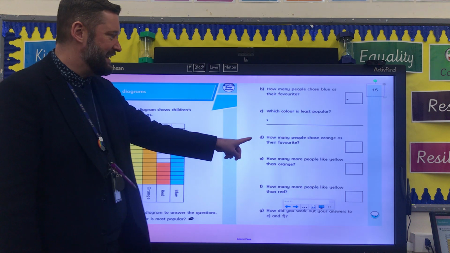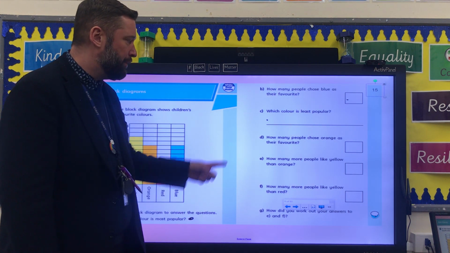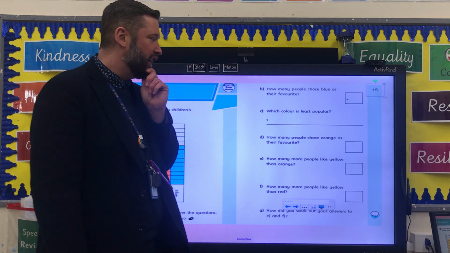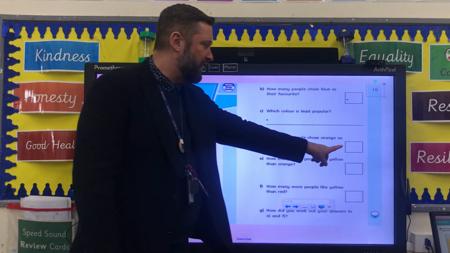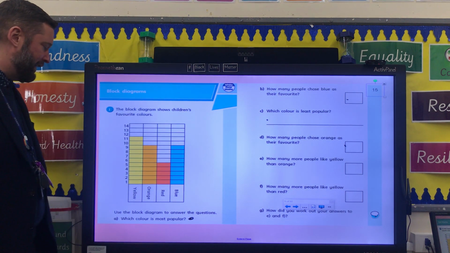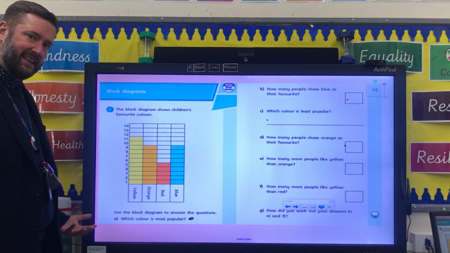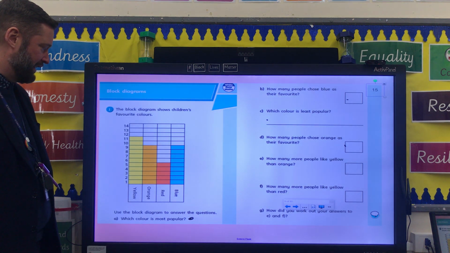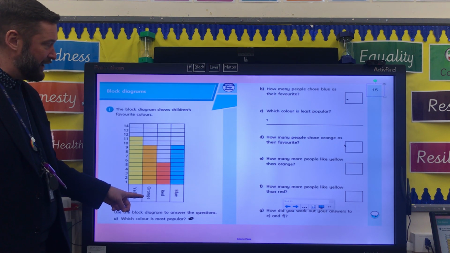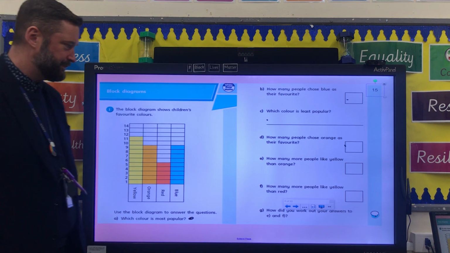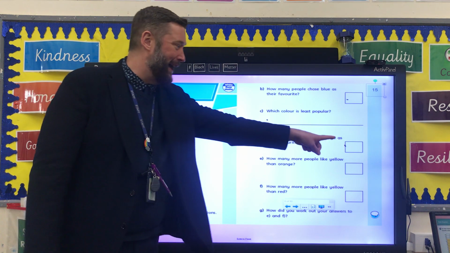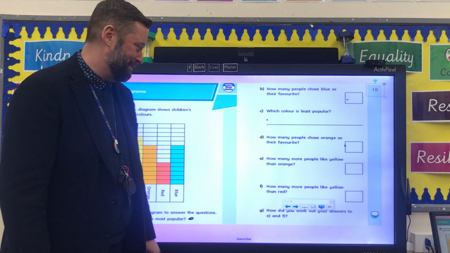Okay, D. How many people chose orange as their favourite colour? And we've got to write a number in this box. So how many people chose orange? Which block is going to tell us the answer? Yeah, it's this one. So all you've got to do is count the orange block. Pause the video and count that and fill it in there.